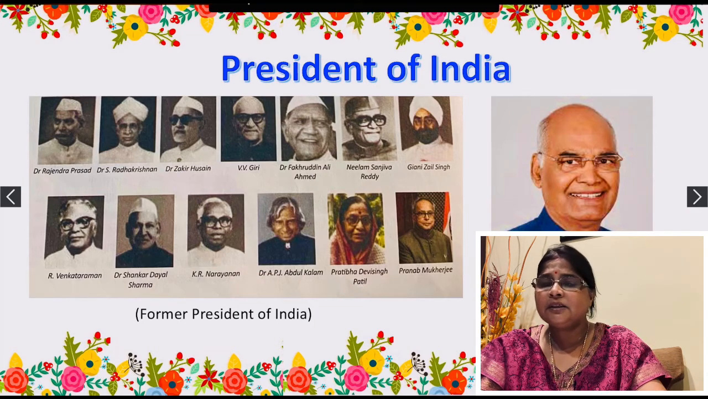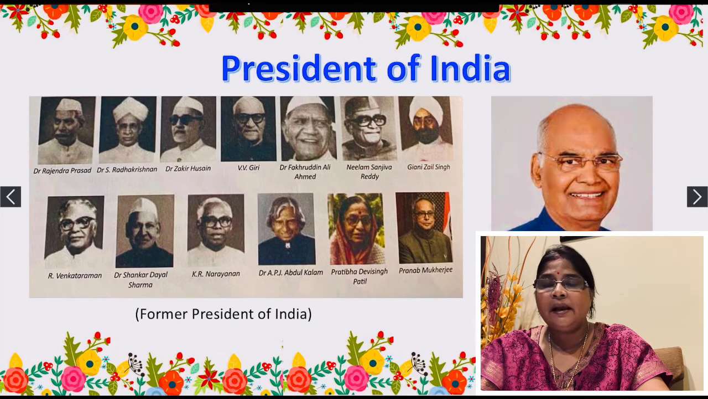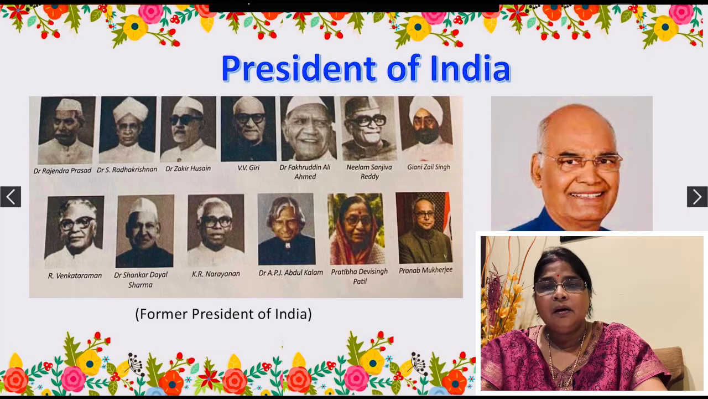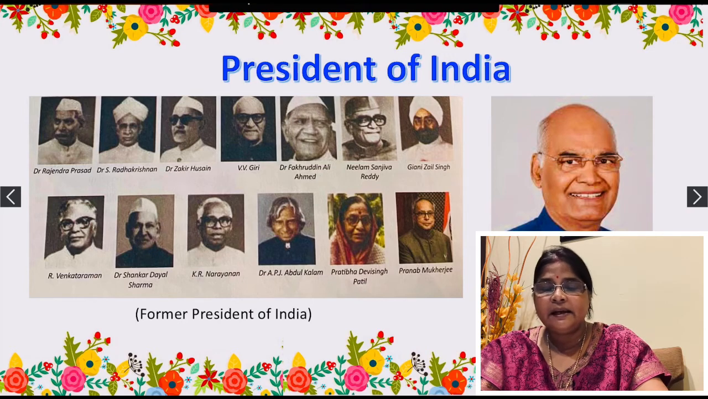Now let's discuss the powers and functions of the President. Executive power. He is the executive head of India or the constitutional head of India. All the executive orders are issued in the name of the President. The President appoints the Prime Minister and the Council of Ministers on the advice of the Prime Minister. All the high dignitaries like the Comptroller and Auditor General, judges of the Supreme Court and High Court, and governors are all appointed by the President.